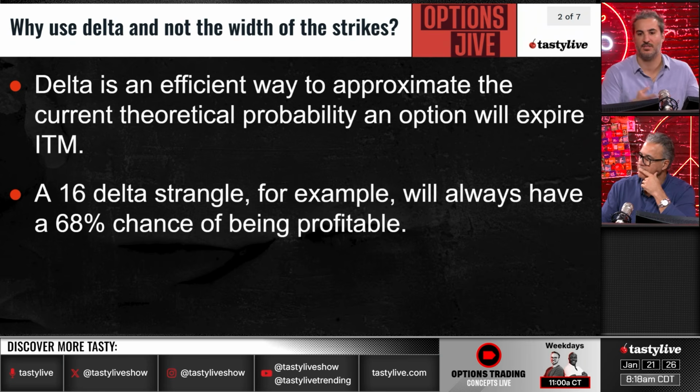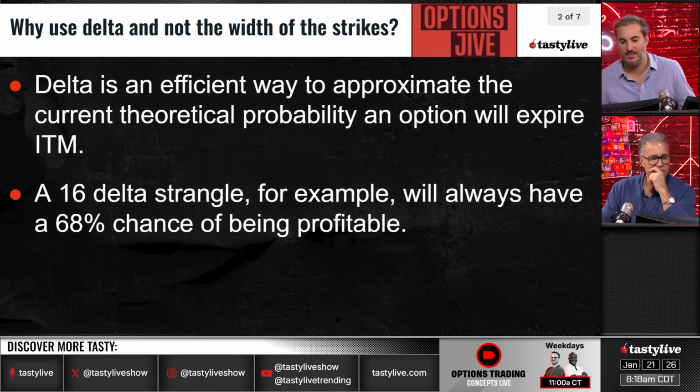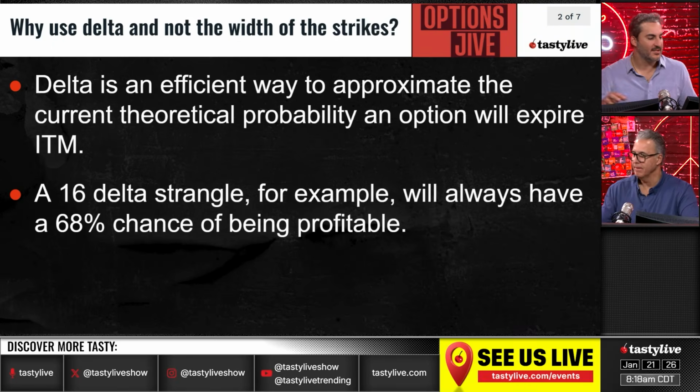A 10 delta option is going to have a higher than 90% probability of profit because you're collecting premium on that option as well. A 16 delta strangle, for example, will always have a 68% chance of being profitable. Again, this is across any underlying. So just using the delta is going to give you an idea of those probabilities.